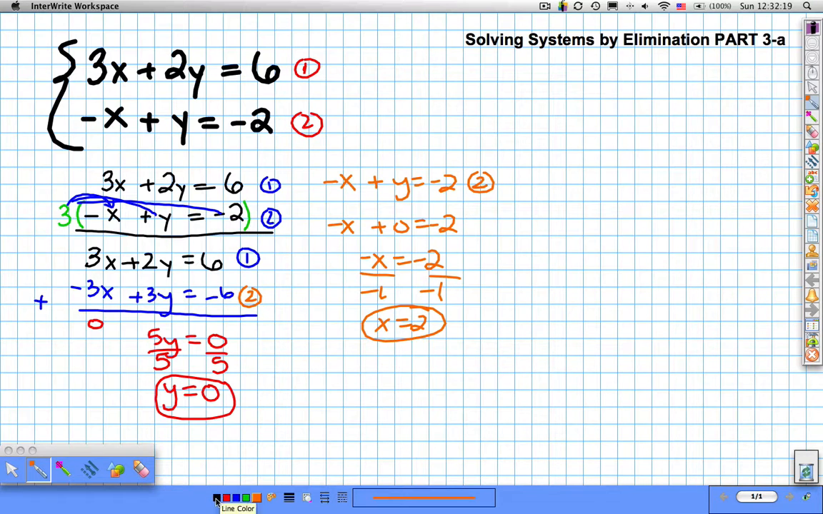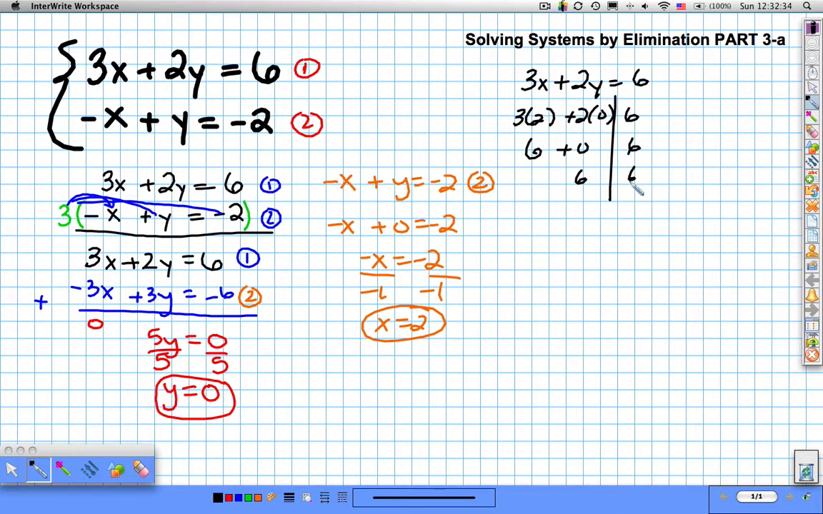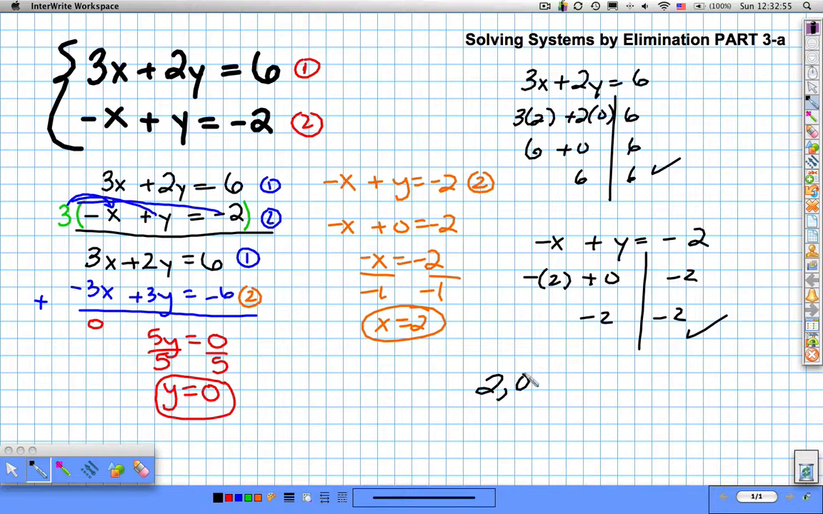Now I'm going to test my answer. Let's put in the first equation: x is 2 and y is 0. So 3 times 2 is 6, 2 times 0 is 0, 6 equals 6. Now let's try the second equation: x equals 2, y equals 0, negative 2 equals negative 2. So we are correct. Our final answer is 2, 0.